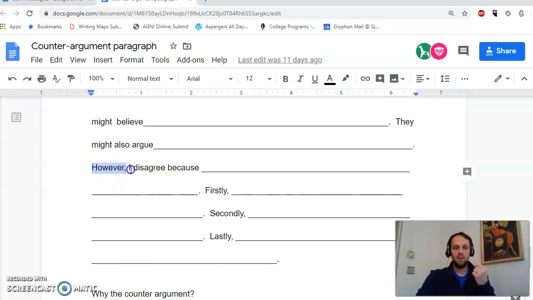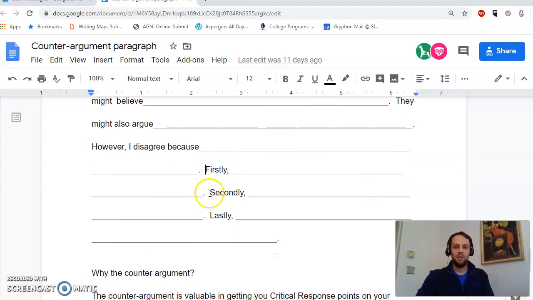And then this part's important. However, I disagree because that's kind of the turning point in this paragraph. That's when you're focusing back on, okay, now this is what I want to argue. Firstly, secondly, lastly. You don't have to use that exact structure, those exact sentence starters, but that is a way to keep yourself honest about which point they were making, and then which way I am going to argue against it.